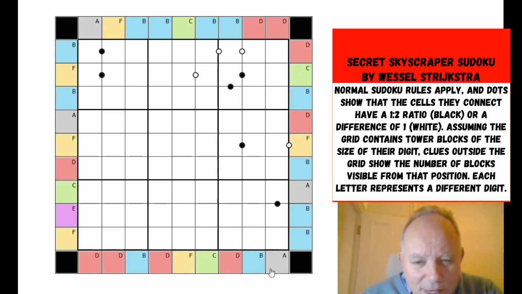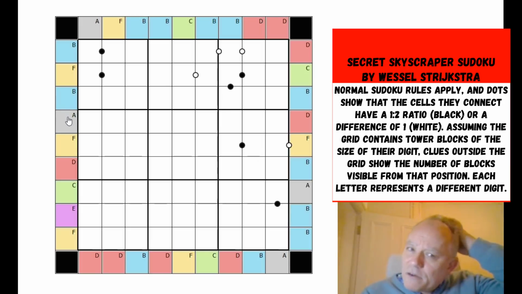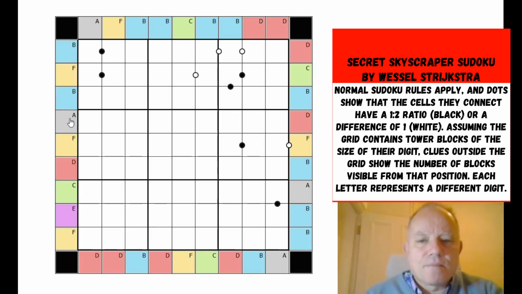Still A, F, or C as we look along the bottom. It can't be F anymore as we look up here because there's 3 Fs, but it can still be A or C, which is annoying and probably deliberate. No, wait. Okay, if this A, or indeed this A, was a 1, then we'd have a 9 here.